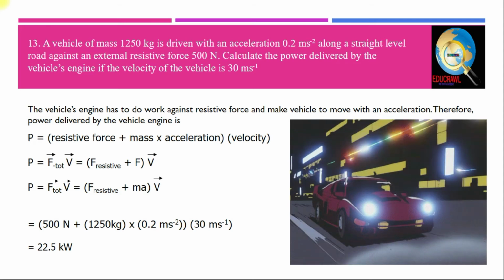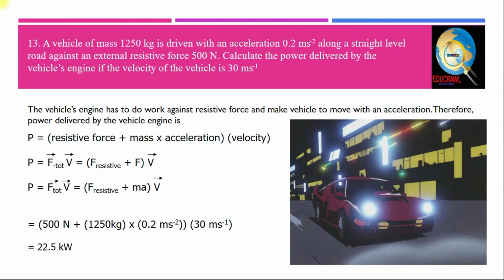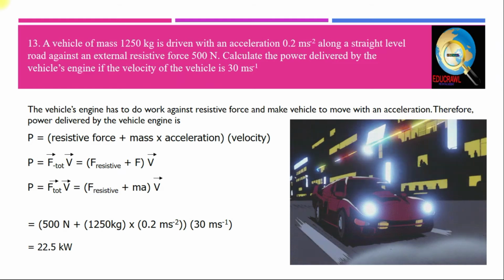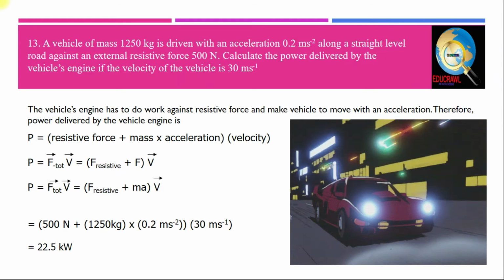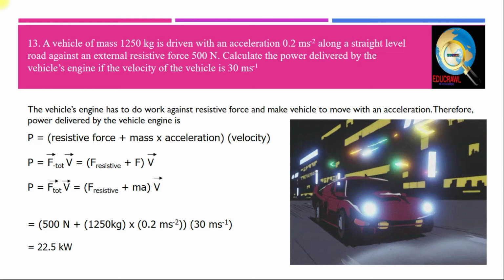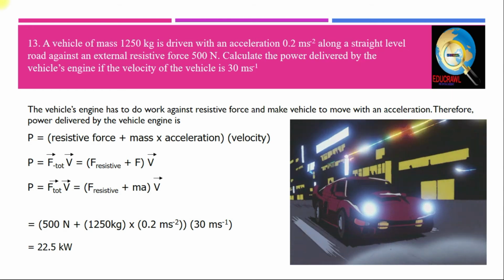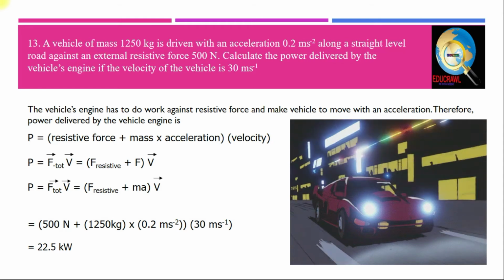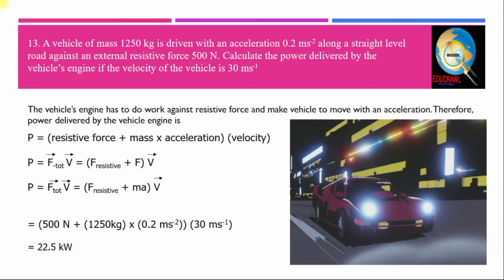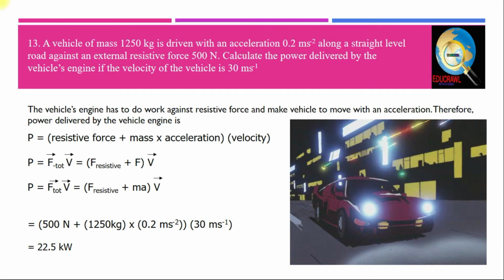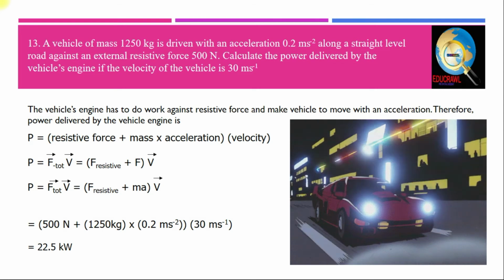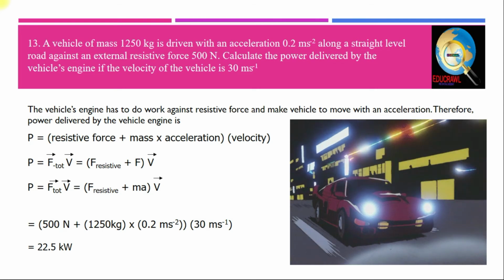So P is equal to F total into V. F total is the resistive force plus the force due to which the car is accelerated. That we have to substitute, F is equal to ma. Here the resistive force is given in the question as 500 Newton. So 500 Newton plus m into a. M is 1250 into acceleration 0.2. So you have to add this and then multiply with the velocity, which is 30. So you get the power as 22.5 kilowatt.